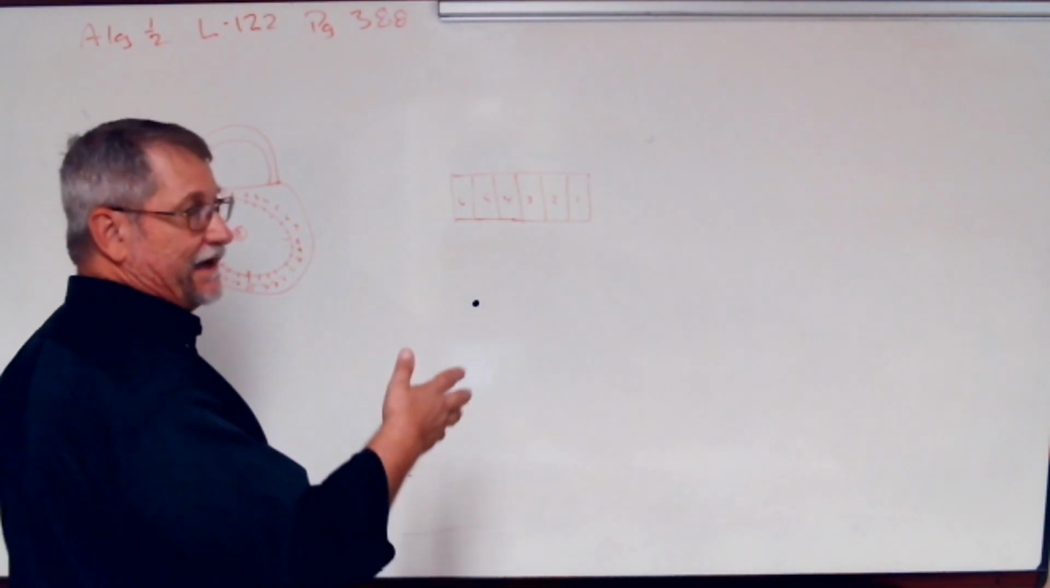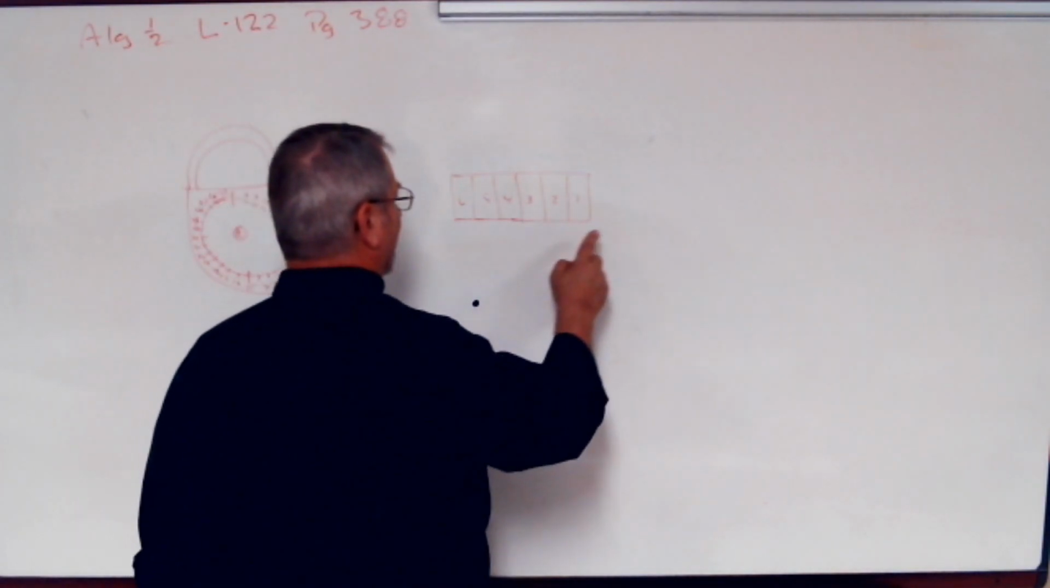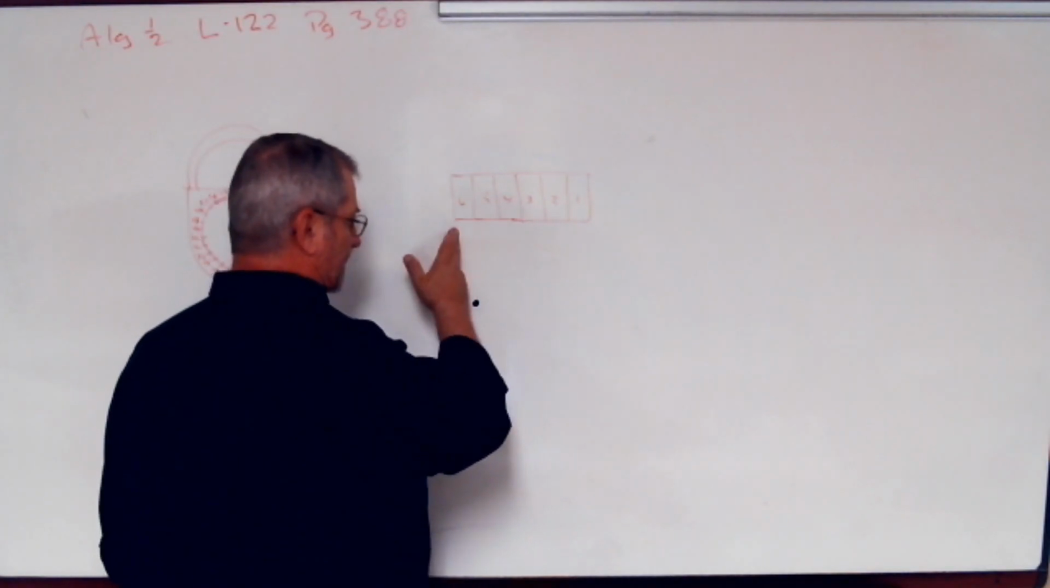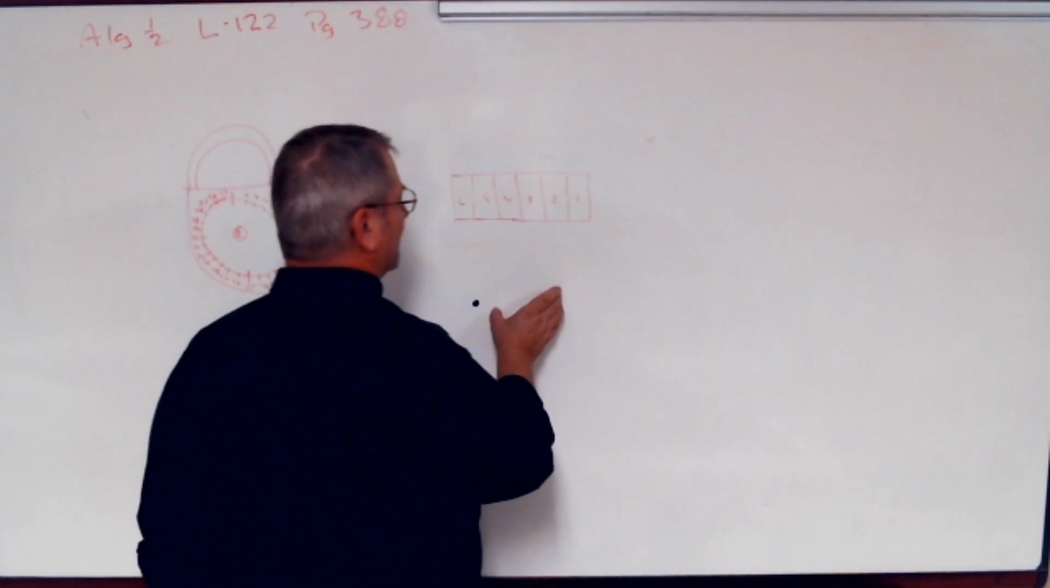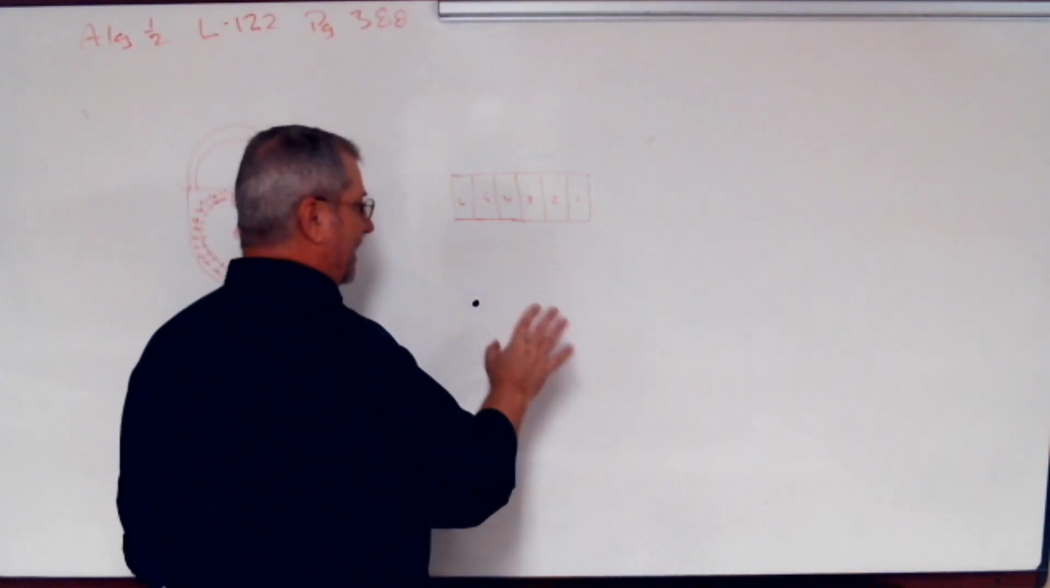Okay, let's just pretend there's a couple of books in this room. Let's say I have 6 books, right here, and I have a shelf I'm going to put them on. How many different ways could I arrange them?